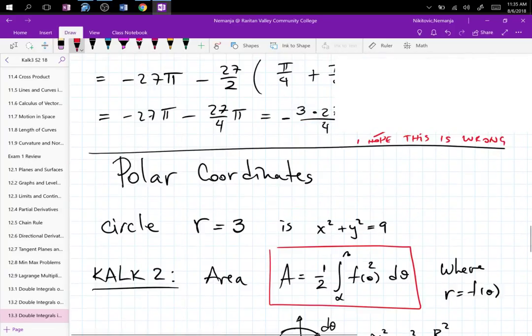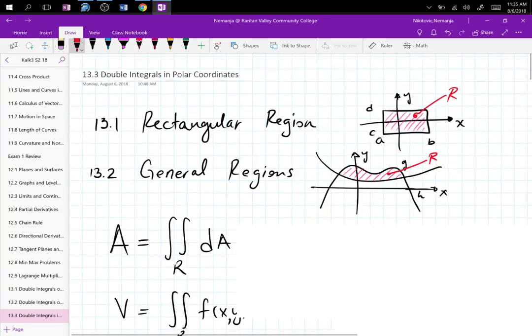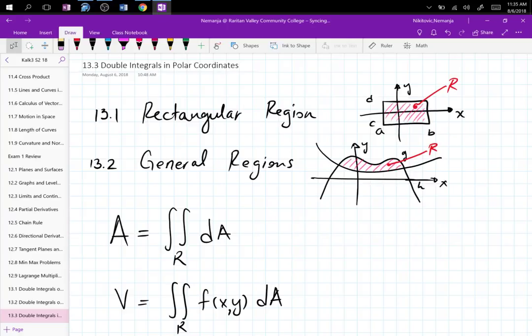So, going all the way back to the beginning of the section, we said we have a rectangular region where all of the limits are numbers, and we have a general region where the limits of the inner integral are functions. All right? So when you are setting up a 13.1 integral, all of your limits are numbers. And that gives us a rectangle.